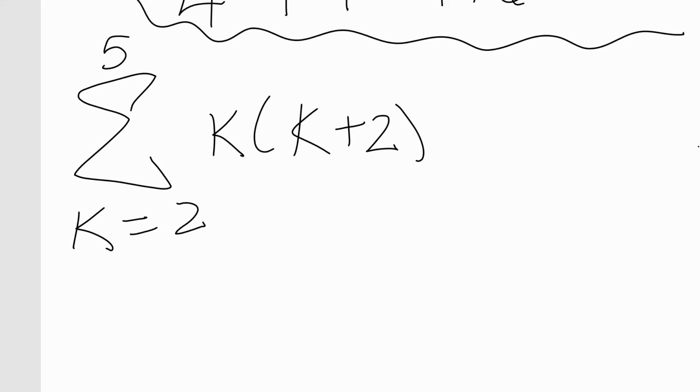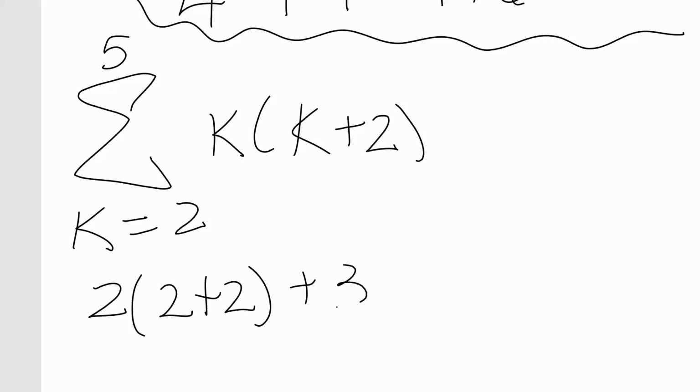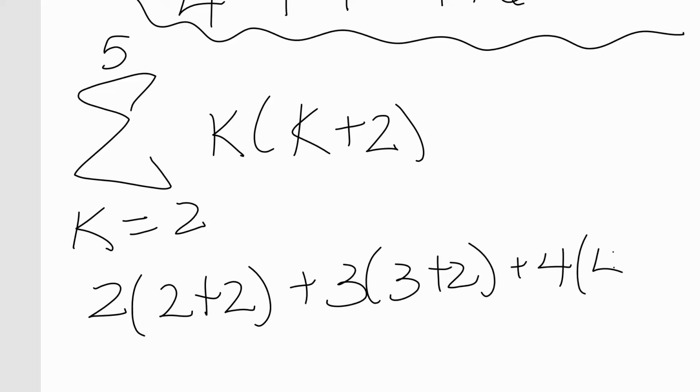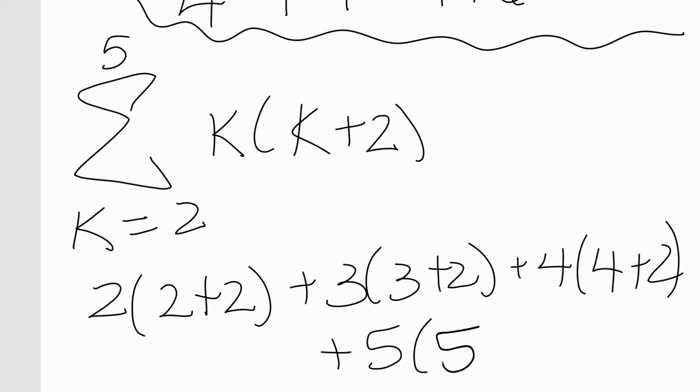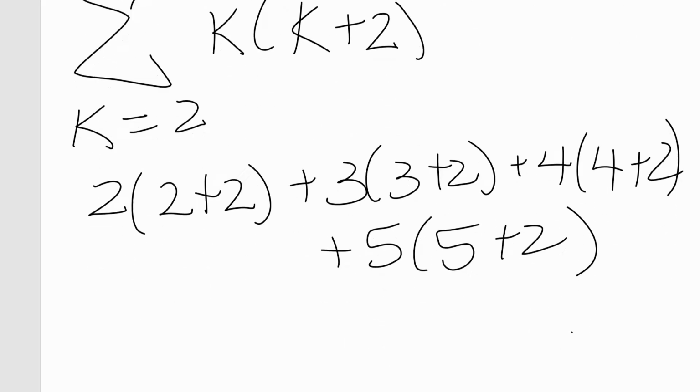All right, so that means we're going to start when K is 2. So 2 times 2 plus 2. Increase K by 1. 3 times 3 plus 2. Plus 4 times 4 plus 2. Plus 5 times 5 plus 2. Once you've reached the number on the top, you are done. So the number up top, your upper bound, is not how many terms there are. It is what term you stop at.